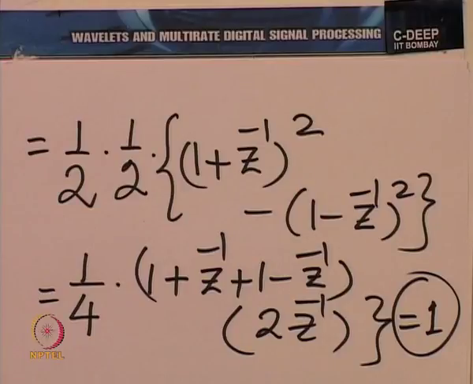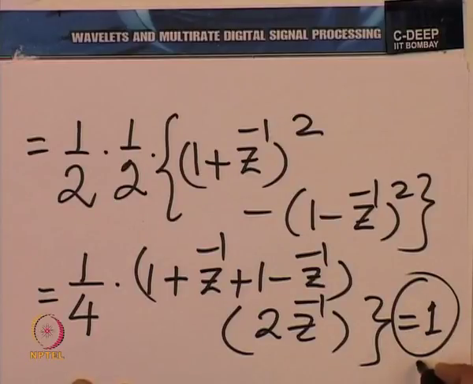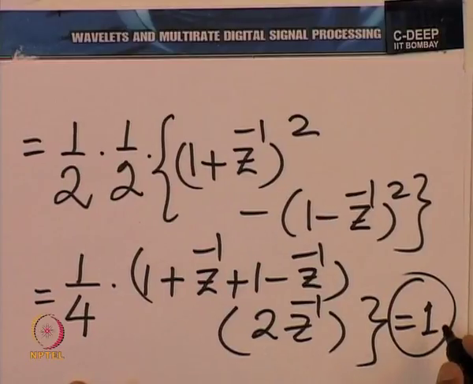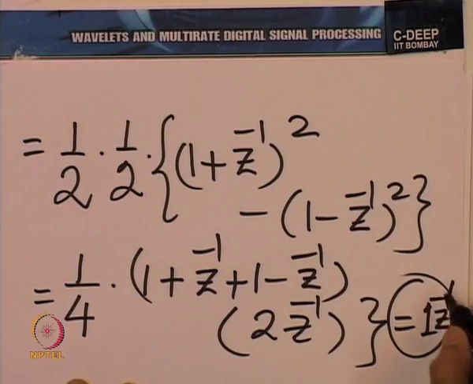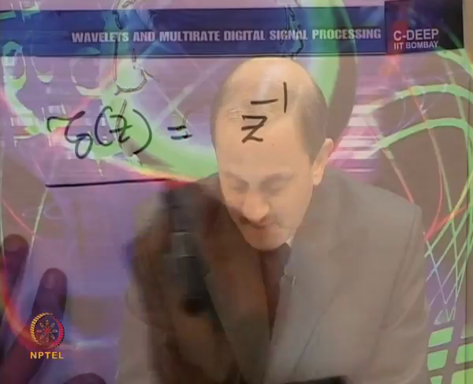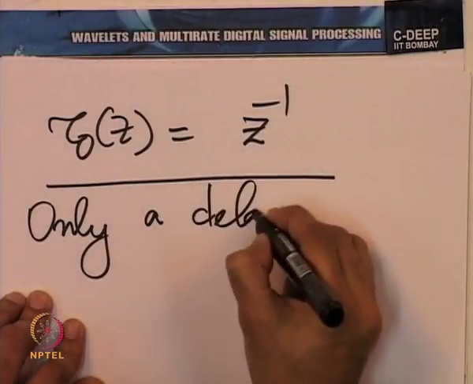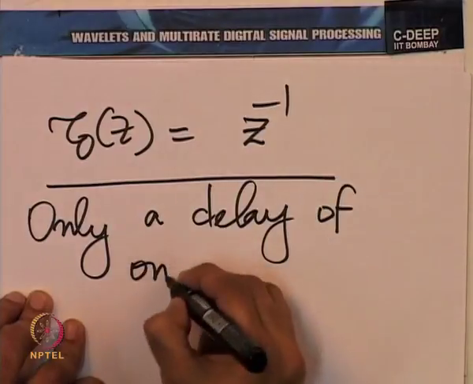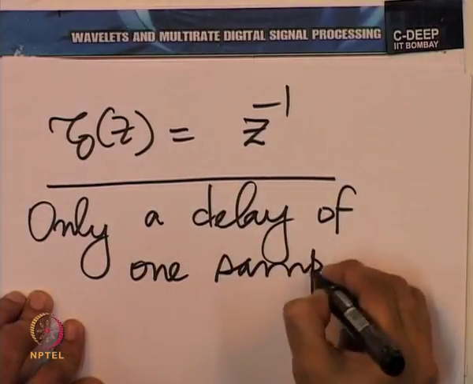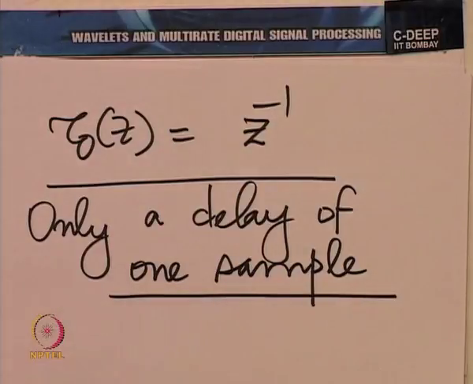Simple and elegant. In fact, it is 1, but with a factor of z inverse. So, C 0 is equal to 1 and you have a z inverse there. The tau 0 z all in all is z inverse. What does this mean? Essentially, only a delay of one sample. The constants have already been accommodated. So, C 0 becomes 1.